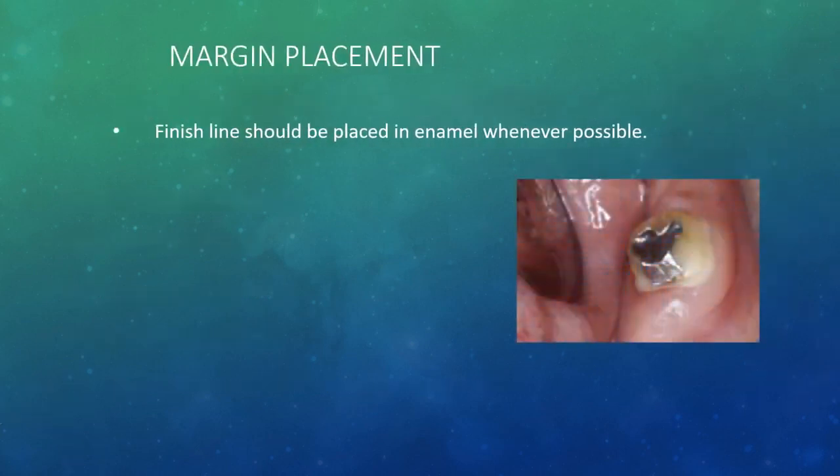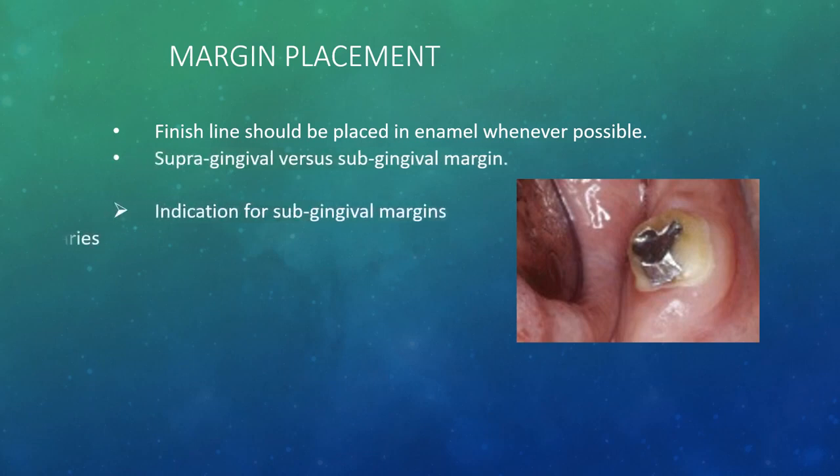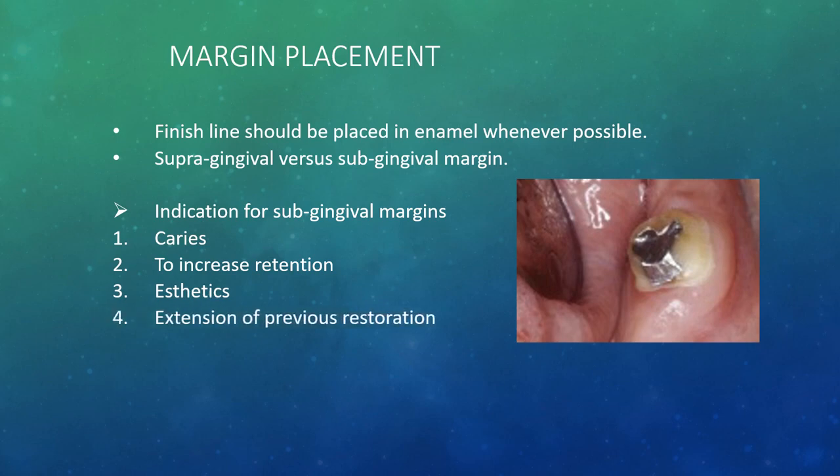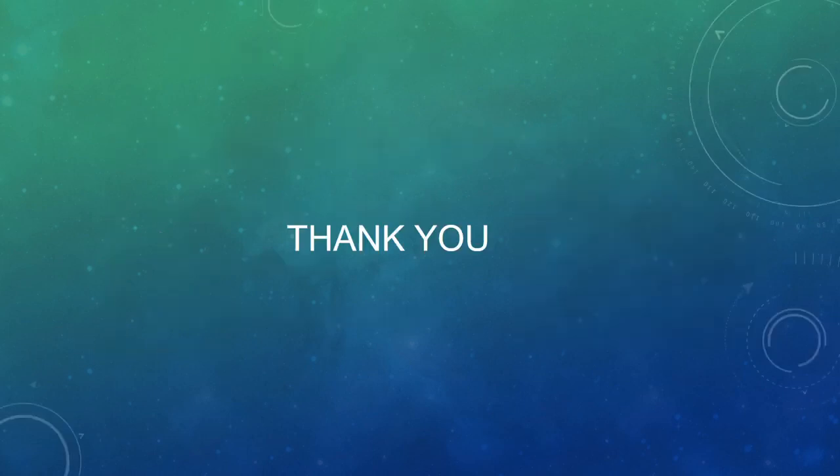Coming to the margin placements. The finish line should be placed in enamel wherever possible. Supragingival versus subgingival is always a debate, and usually wherever indicated, you give either one. Indications of a subgingival margin: caries, to increase retention, aesthetics, and extension of a previous restoration. In cases of trauma.